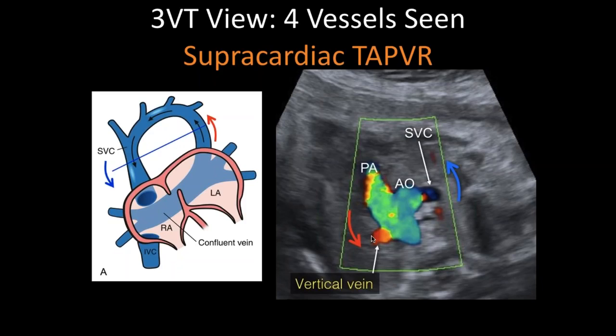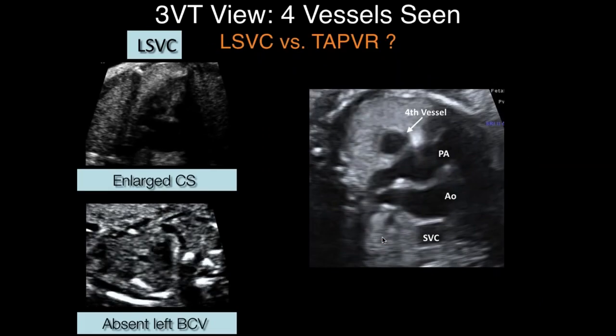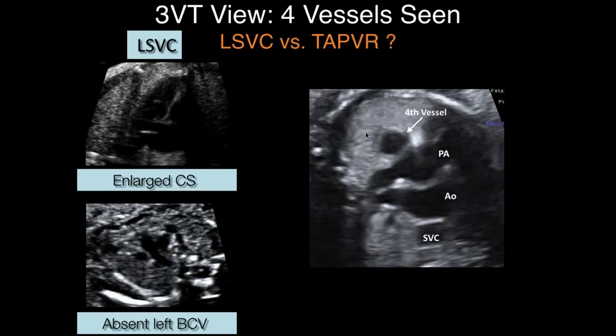So how do I make the difference between the two? Well, clearly, one very important distinction is the blood flow in the vertical vein is in opposite direction to the superior vena cava. So if you reduce your velocity scales, as you can see, I have turbulence here in the pulmonary artery and aorta, but I'm interested in the venous flow, and I document that blood in the superior vena cava is coming towards the heart, whereas blood in this extra vessel is going away from the heart. That's the most important way to differentiate. But let's look at 2 other things. So there's a 4th vessel.